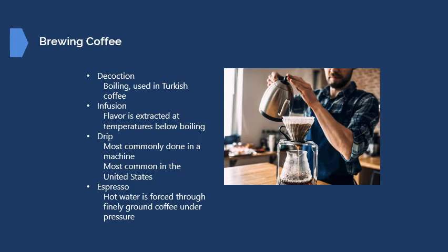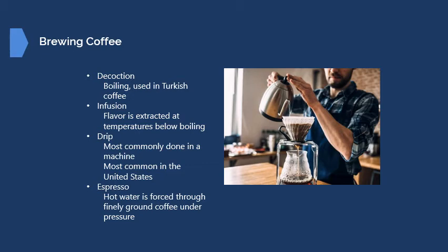Infusion is another method. This is typically how you would brew coffee through a low boiling point. An example of this would be a French press, where you pour the coffee into the French press, you pour the hot water in there, and then you let it sit or steep, and then you would press the plunger down to put all the sediment down at the bottom and just have the coffee liquid at the top.